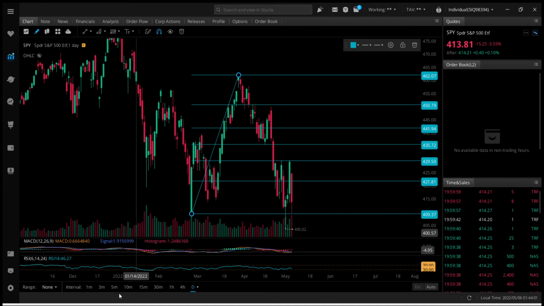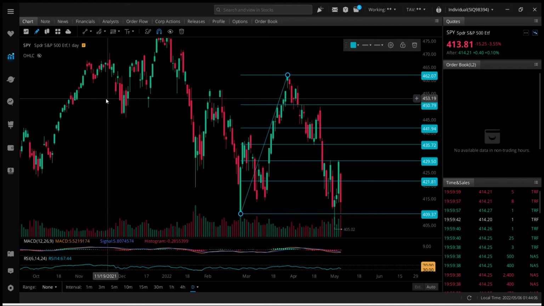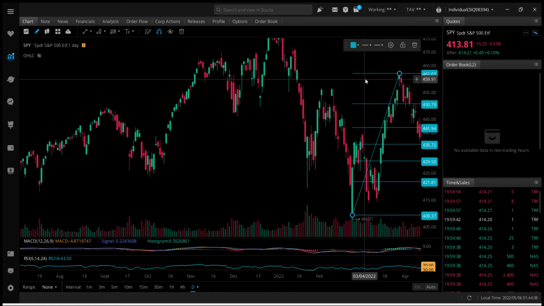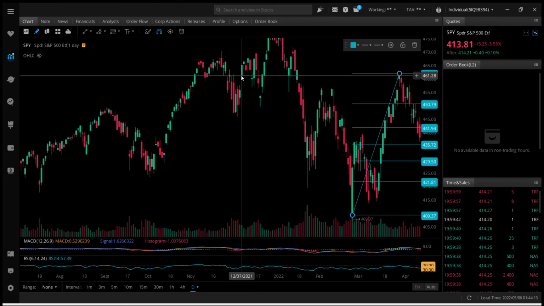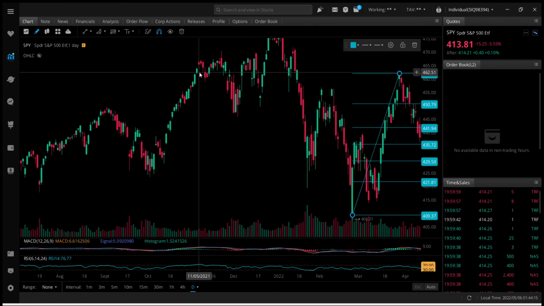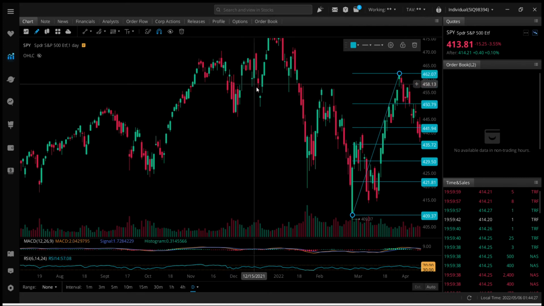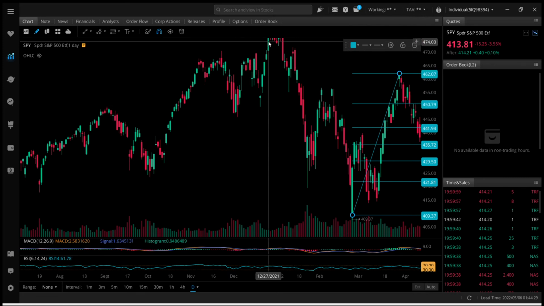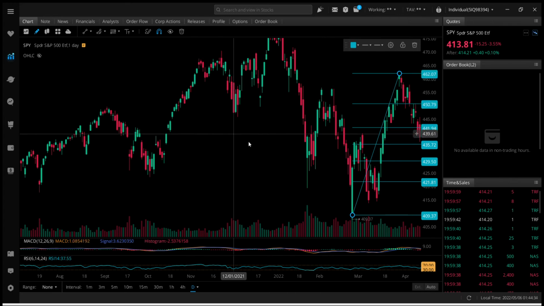So if you're using this, you can also confirm it with the past. You see the levels, this level here, the 462.07, acted as supply and demand here. 450 acted as a demand zone back here, went up, came back down to retest it, ended up shooting up even higher. 441.